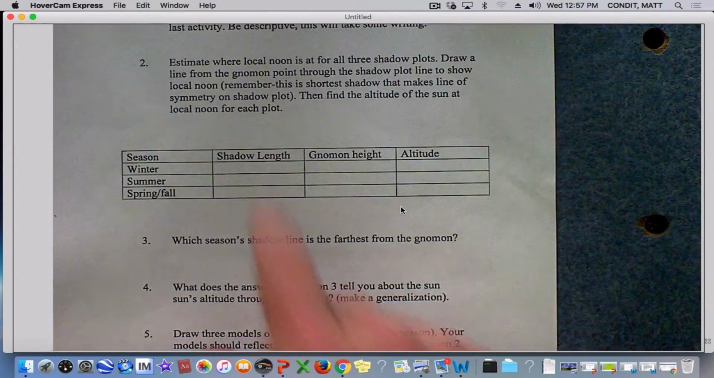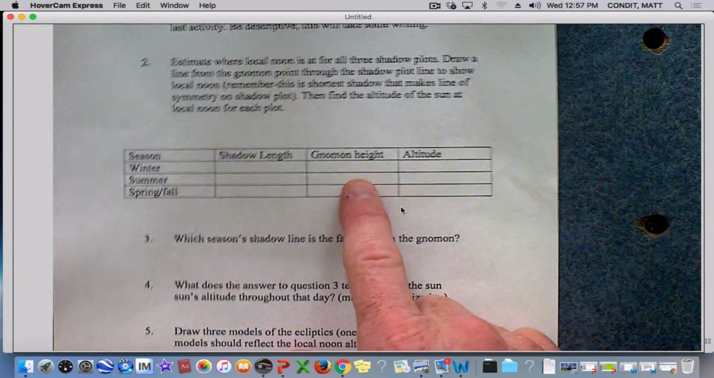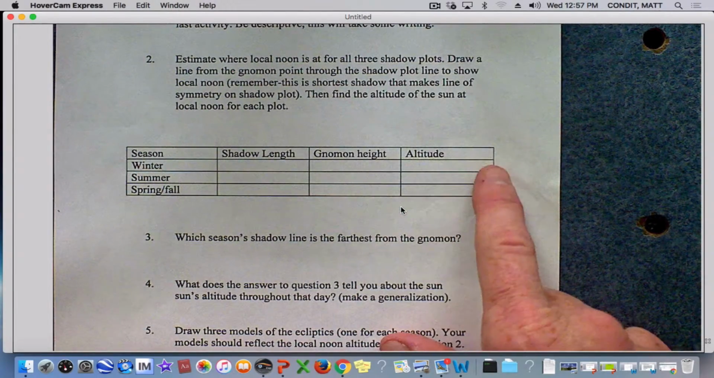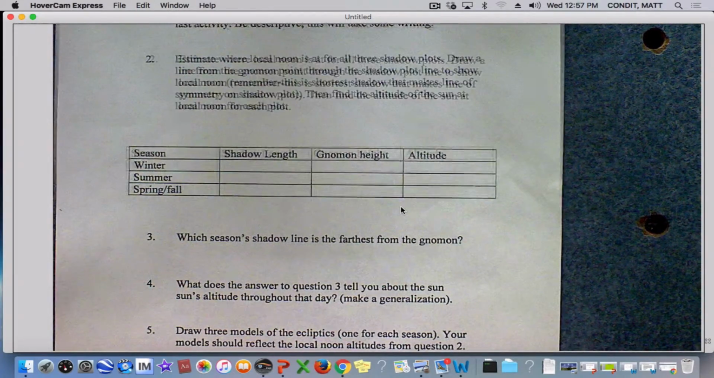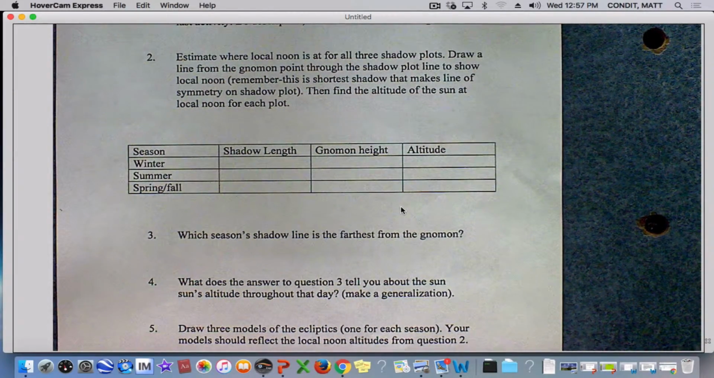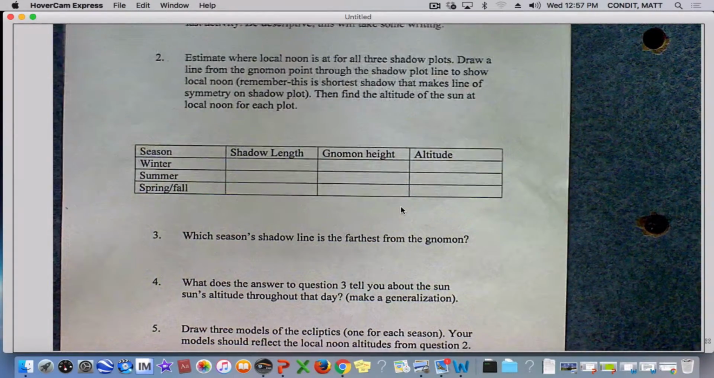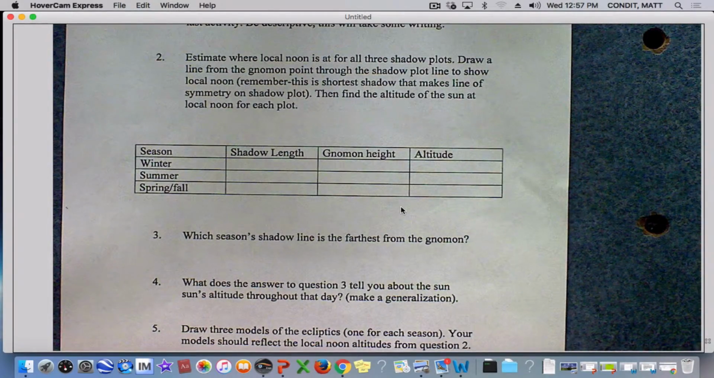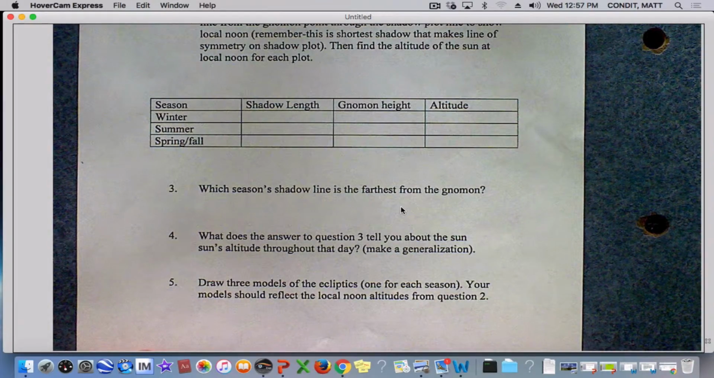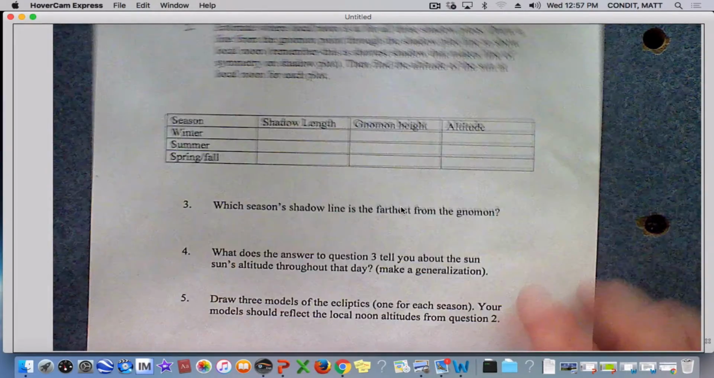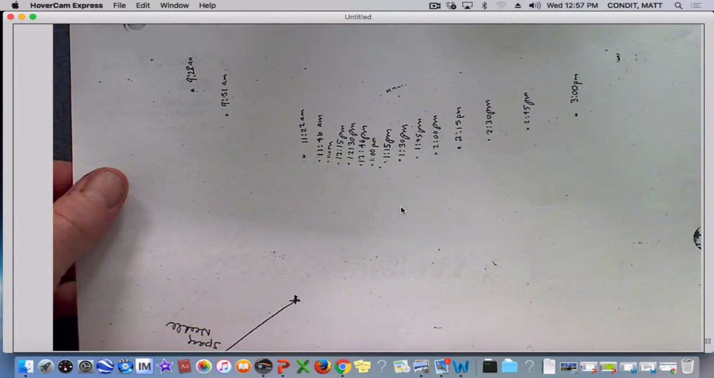Once you have the shadow length and the gnomon height, you will draw out a triangle, and that will give you the altitude of the sun. And remember, when you find your altitude, the greatest altitude could be is 90 degrees. So when you put your protractor on there, you get to ignore all those numbers that are over 90. Then the following 3 questions are just questions you'll answer about what you found out on these shadow plots.